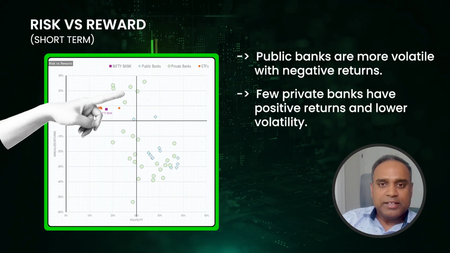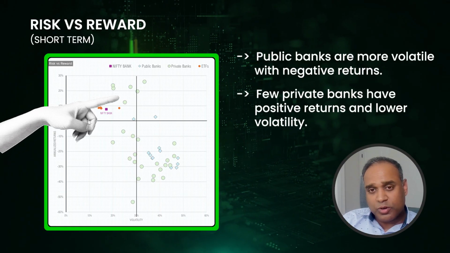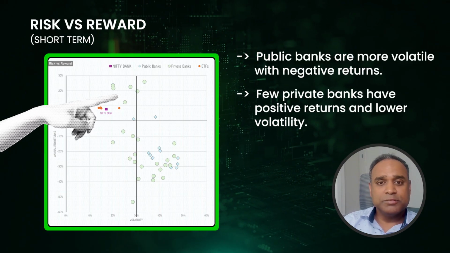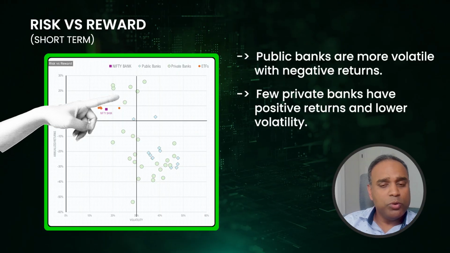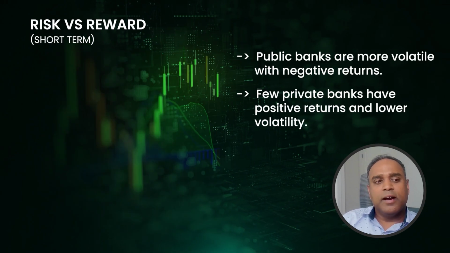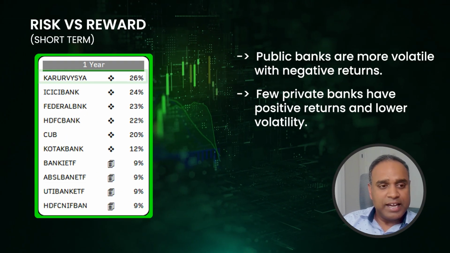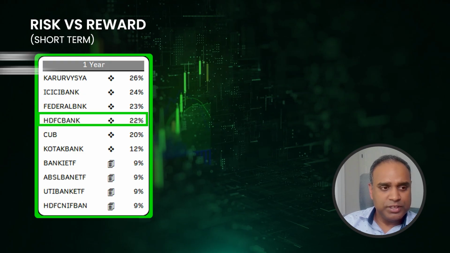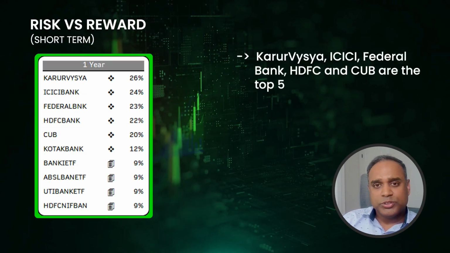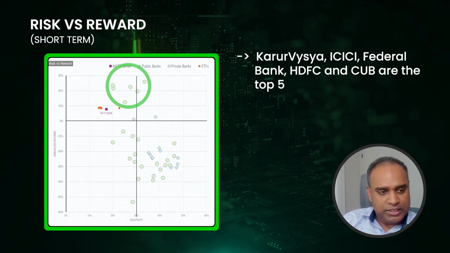When you look at the private banks, there are a few that are at the top. They have not only high returns, but their volatility is also very low, relatively speaking. They are the Karur Vysya Bank, ICICI, Federal Bank, HDFC, and City Union Bank. Those are the top 5 circles that you see there.